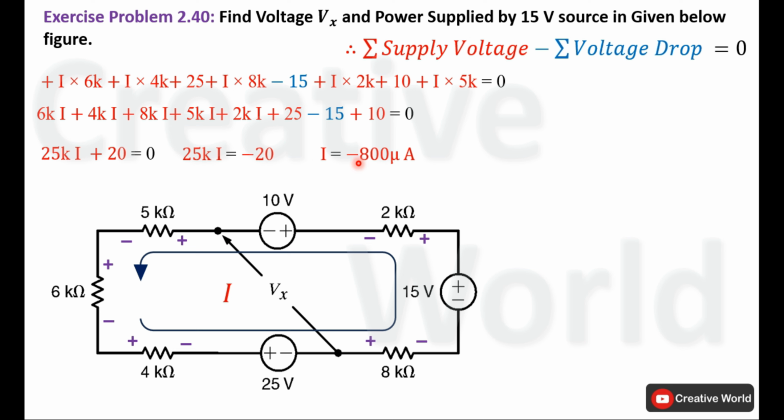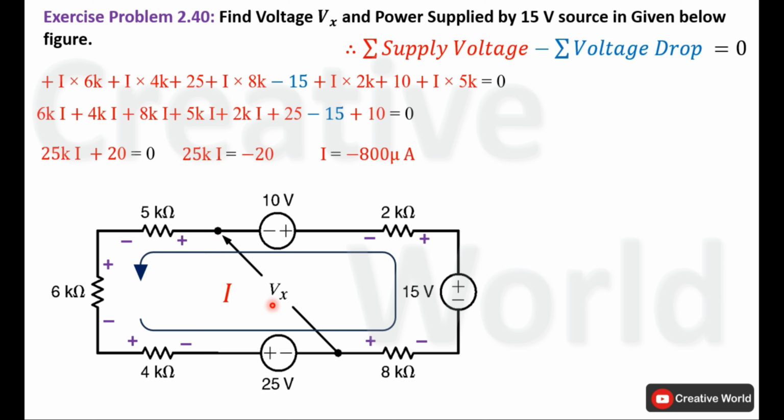Here this minus sign is indicating that we have taken the wrong direction of current. The actual direction of current inside the circuit is the clockwise direction. Now inside this closed loop circuit, we have calculated the value of current I, that is minus 800 microampere in the counterclockwise direction. Now we will try to find out the voltage Vx between these 2 points.